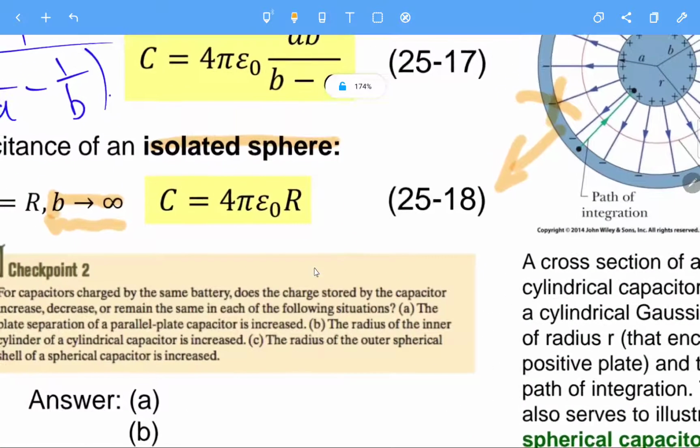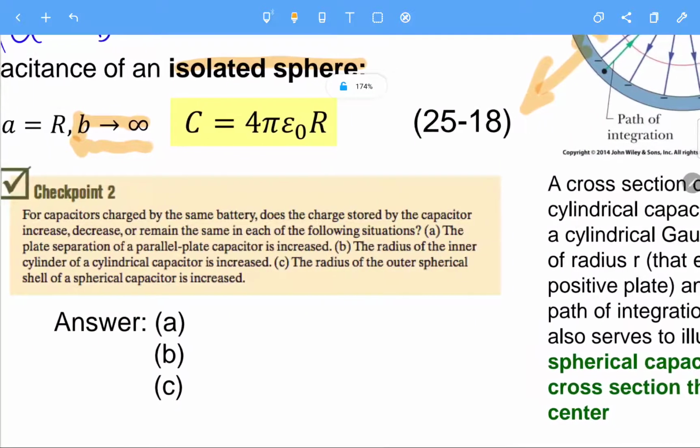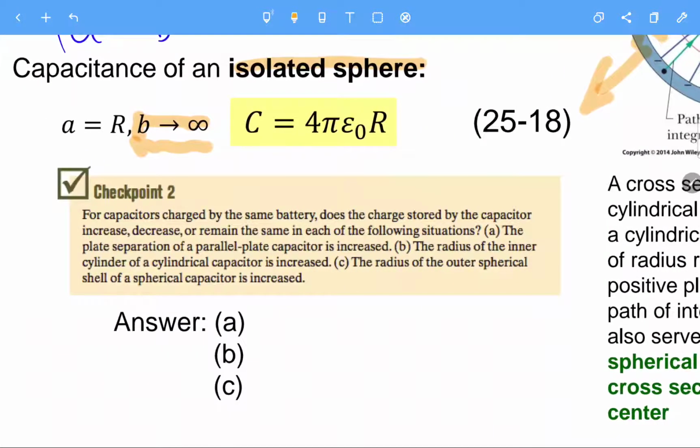So here's a checkpoint. For a capacitor charged by the same battery, does the charge stored by the capacitor increase, decrease, or remain the same? In each of the following situations, the plate separation. For part A, the plate separation of a parallel plate capacitor is increased. So how does the capacitance change? Increase, decrease, or remain the same?